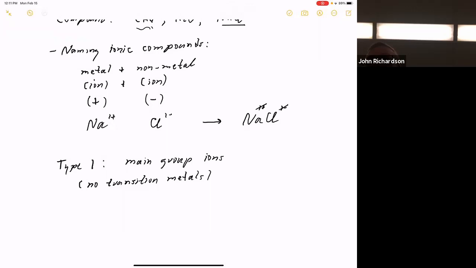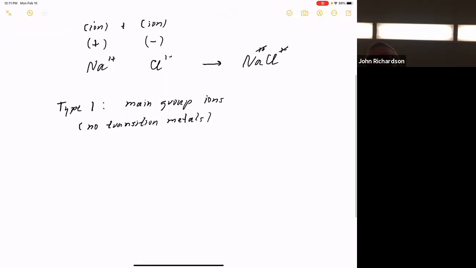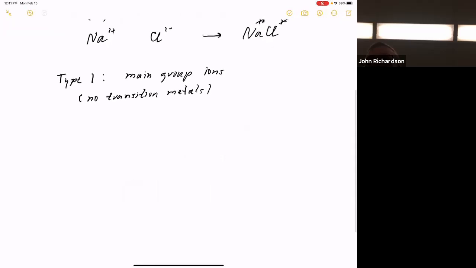So there are various types of ionic compounds, and each one kind of has its own naming scheme. Now, the naming schemes are very well related, so once we get one down, it's kind of easy to get the others. Now, the type 1s deal with what we call main group metal ions. What this means is that the metals on the far left of the periodic table, in group 1A and group 1B, those tend to be our main group.